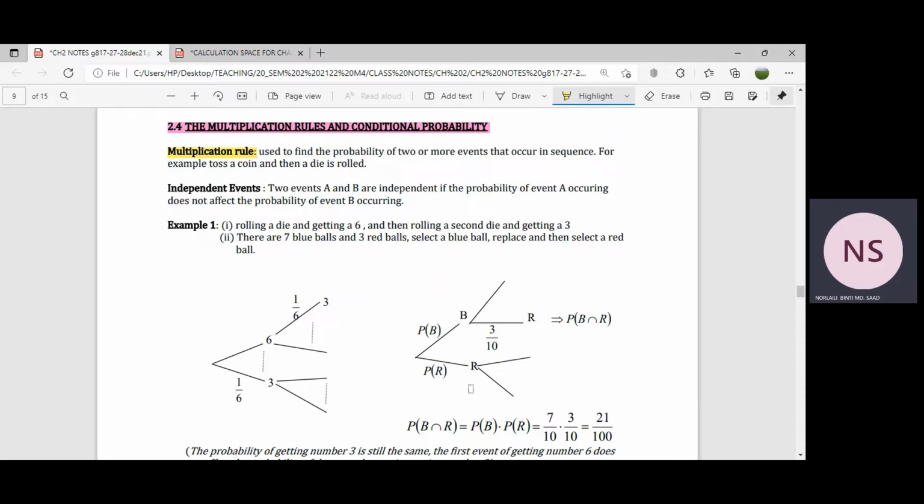And for independent events, the occurrence of A does not affect the probability for event B to occur. That one is the independent event. So let us look at this example one.